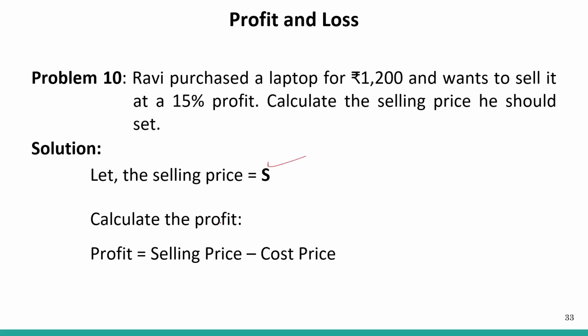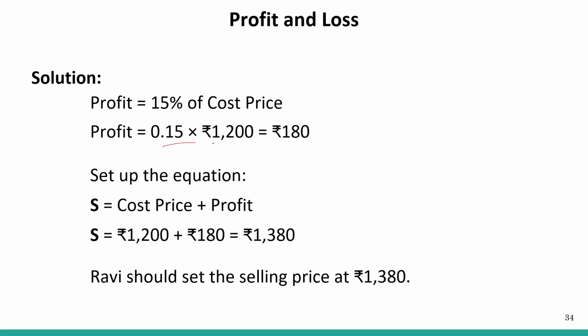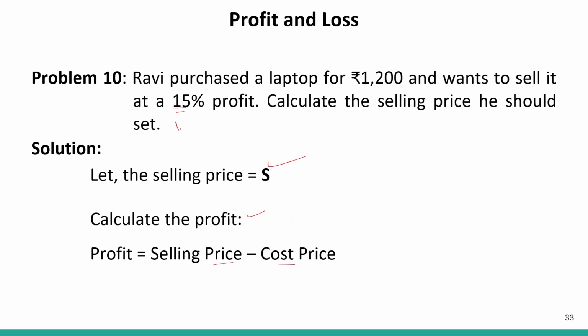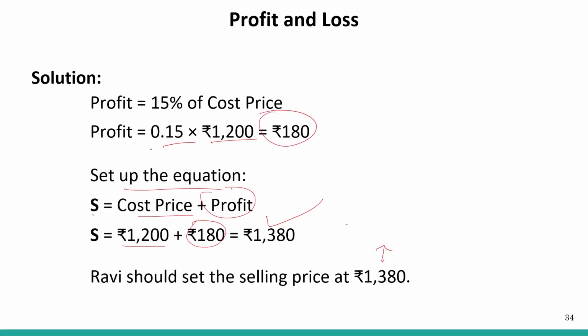So let the selling price be S. So calculating the profit, selling price minus cost price. So 0.15 into this much, so is equal to 180. So setting up the equation, that is S is equal to cost price plus profit. So 1200 plus 180 is equal to what? 1380. So 1380 will be the selling price, after which he can get 15% of profit. Okay. So in order to get this much amount of profit, he needs 1380. He needs to sell it at this much amount.